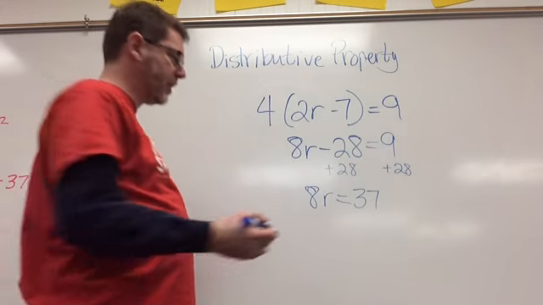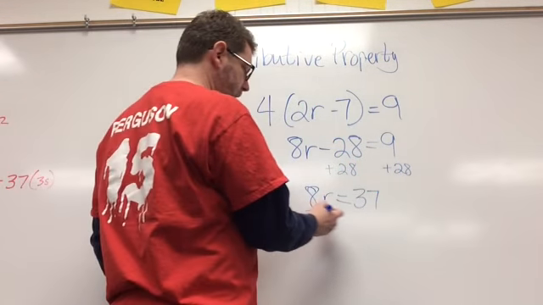And so what do I have to do now? Divide by 8. 8 divided by 8 is 1, so I'm left with r equals 37 divided by 8. 8 does not go in evenly, so I'm going to leave it as an improper fraction, because I can. So I'm just going to leave it as 37 over 8.